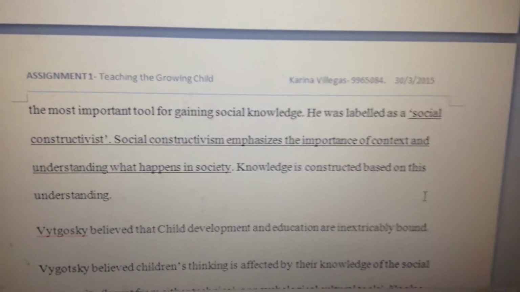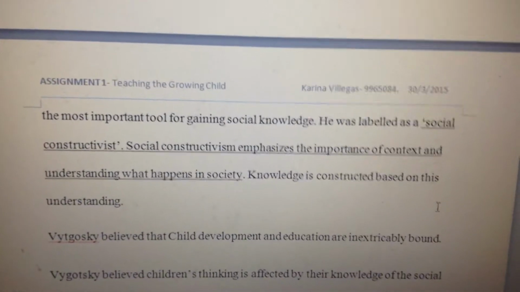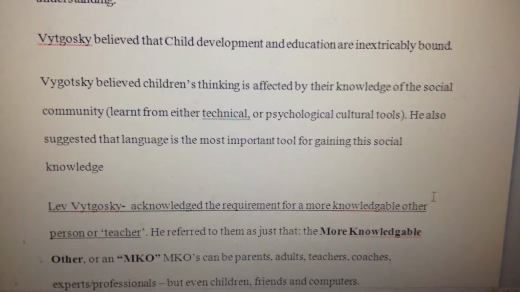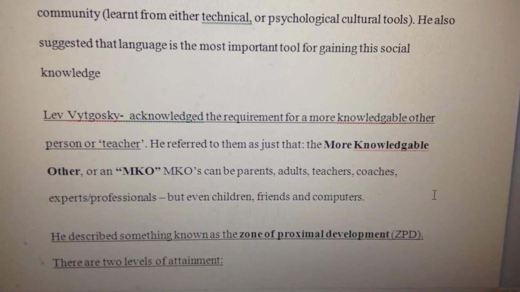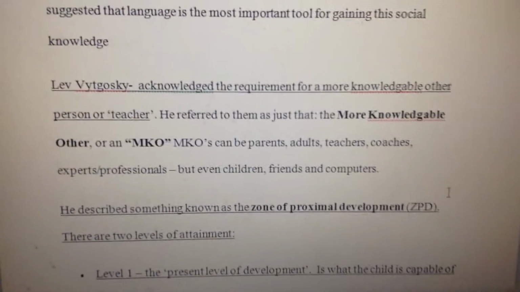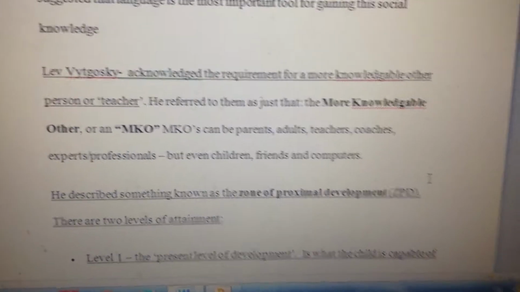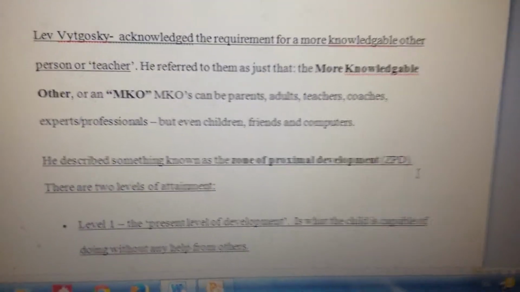Lev Vygotsky was labeled as a social constructivist. Social constructivism emphasizes the importance of context and understanding what happens in society. The more knowledgeable other is the teacher that's required. So it can also be a parent, an adult, or a coach or a friend.